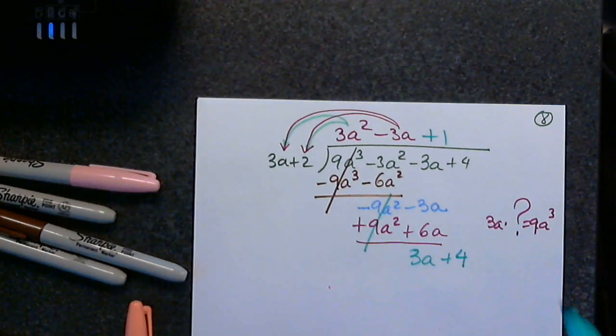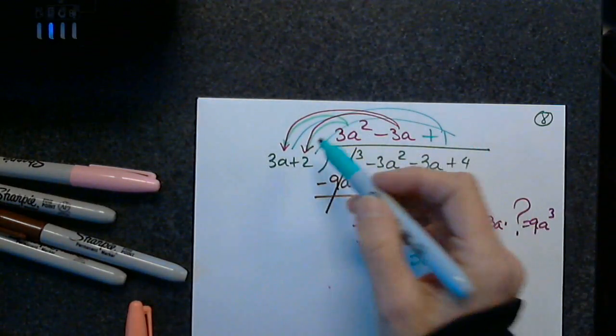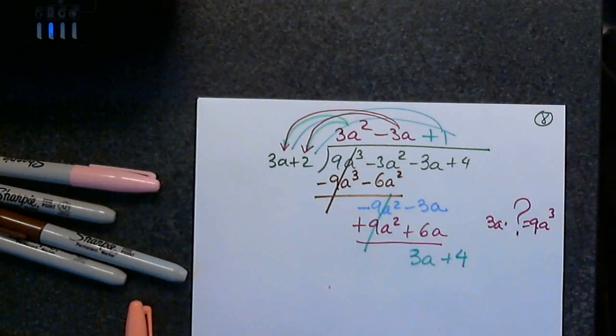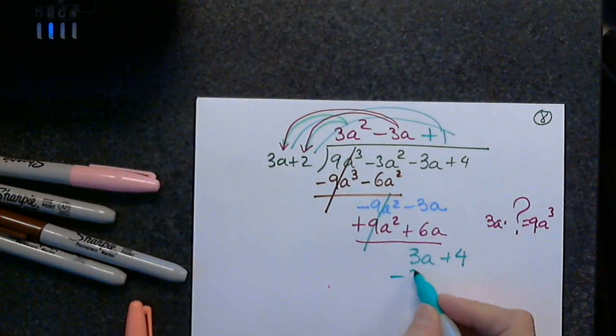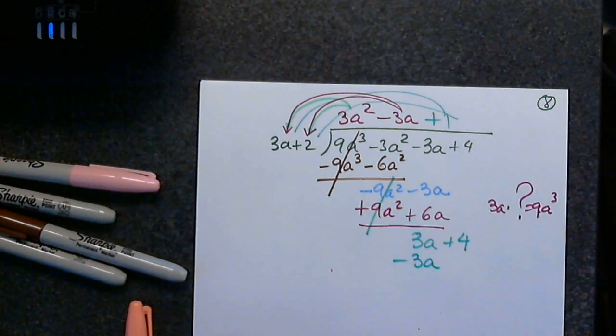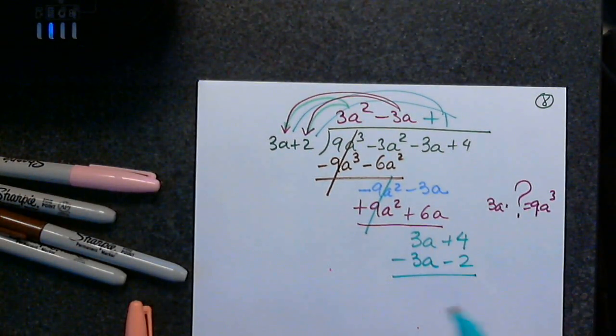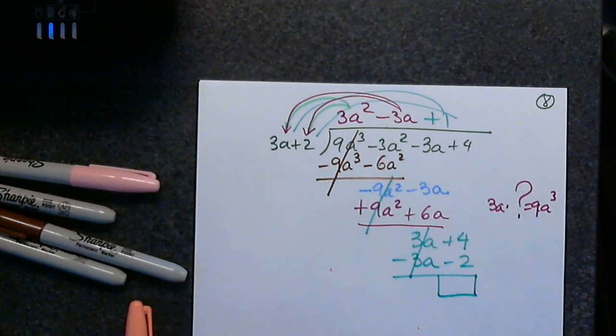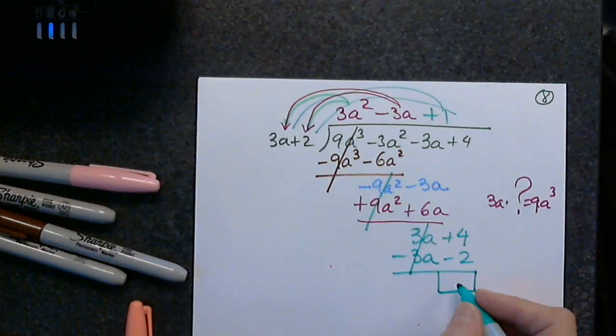So now I go back with 1 and distribute. 1 times 3a, I have to change the sign. 1 times 2, I have to change the sign. These two go away. And now I can box this in. What do I box in? Careful. Positive 2.